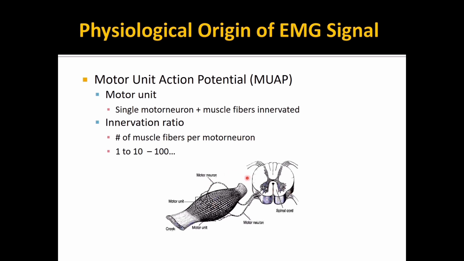So we have the central nervous system, and then we have multiple motor neurons here. Each motor neuron can innervate a number of muscle fibers. So it can branch out and innervate muscle fibers. And here, innervation ratio means the number of muscle fibers per motor neuron. So 1 to 10 or 1 to 100, even more than that. But this innervation ratio is based on the mechanical function of the motor neurons.